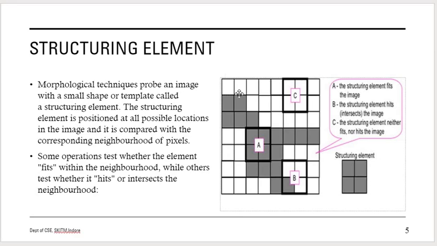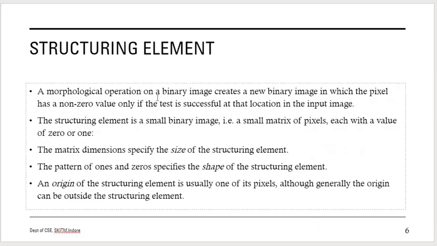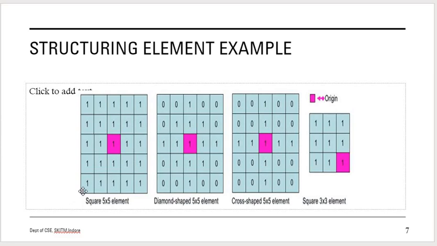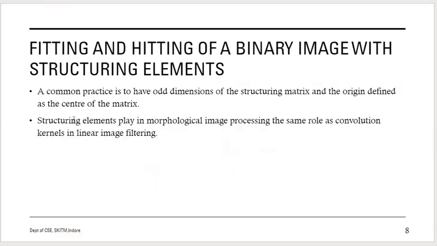We have used the concept of the structuring element. The morphological technique probes an image with a small shape or template called the structuring element. This is the structuring element, and we are placing it over the image, using the template and checking how much percentage it is going to match. Generally we are using some 3x3 or 5x5 structuring element.